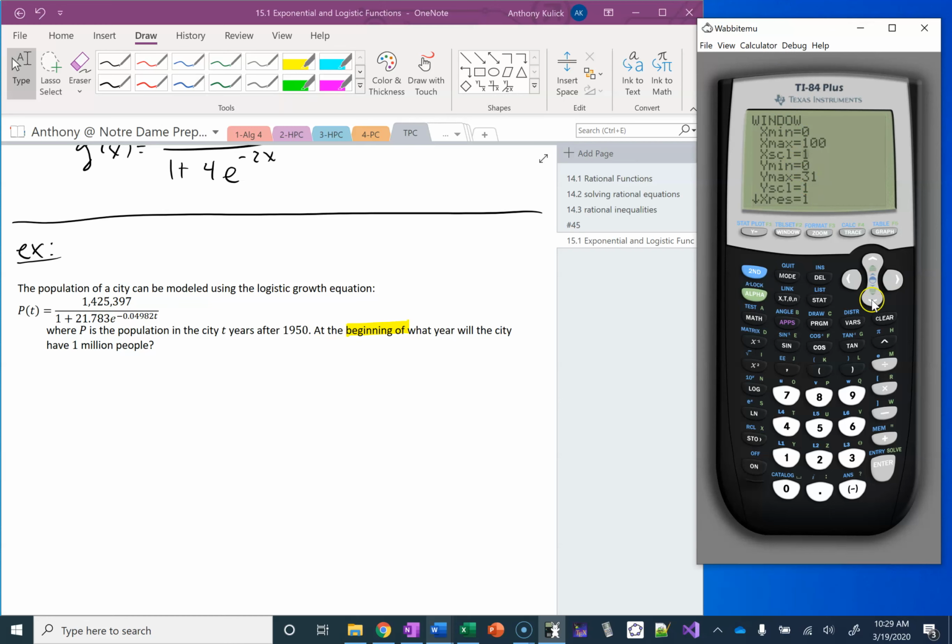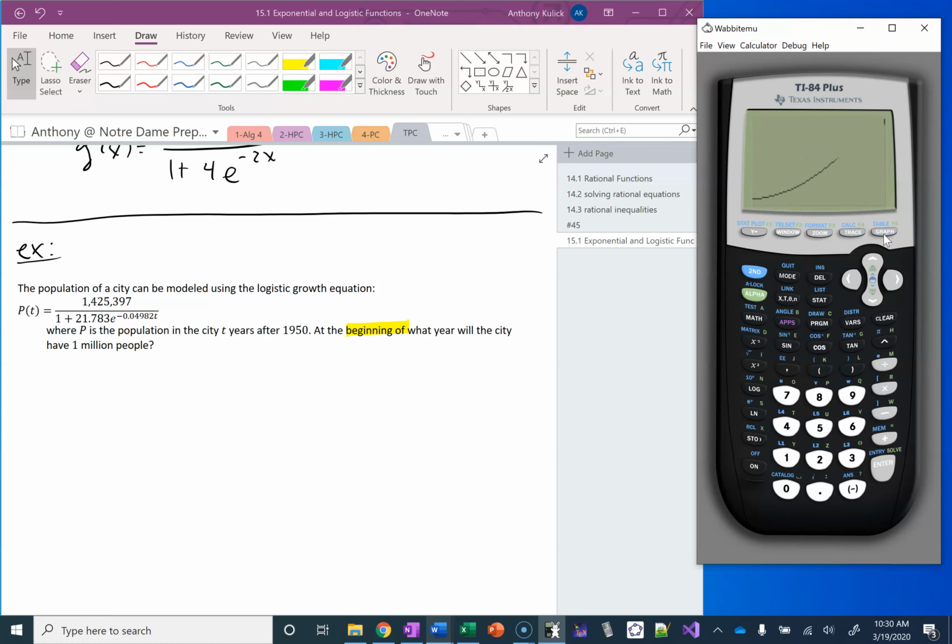For the y-min, I'm going to use 0 because, again, I know that's one of the asymptotes. That's the floor. And for the y-max, I'm going to use my other asymptote, which is c. So that's 1,425,000, and so on. In the interest of using round numbers, I'm going to use 1.5 million, just because it's a nicer round number. I'm just partial to them. You could type that whole thing in there, but.